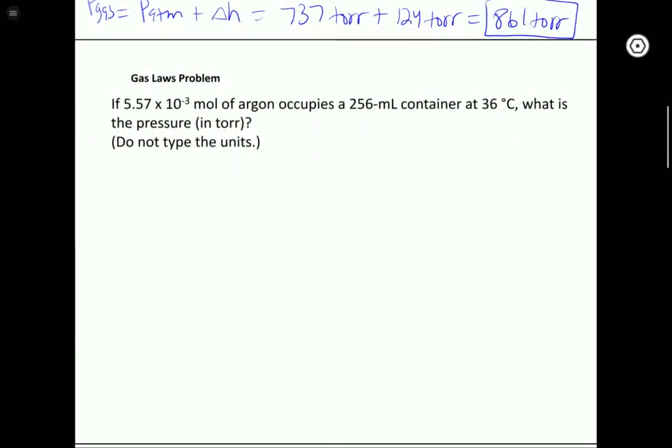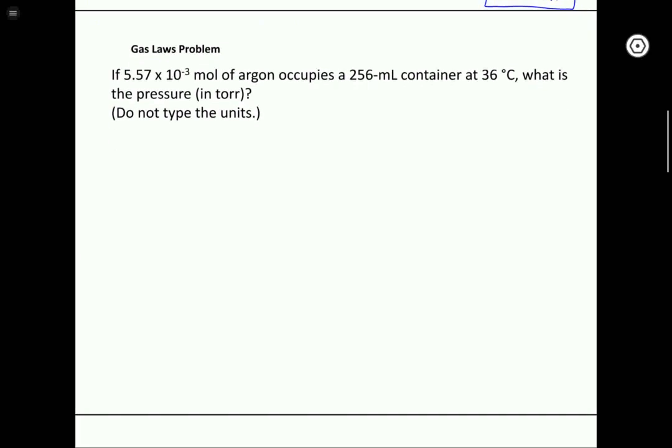Alright, so in this problem we have 5.57 times 10 to the minus 3 moles of argon. It occupies a 256 milliliter container at 36 degrees Celsius. What is the pressure in torr? Okay, so here we have number of moles, volume, temperature, and we're just calculating pressure. So we should immediately think about PV equals nRT. We only have one set of conditions here. We're not changing anything in this sample of gas. We don't have initial and final conditions. So for that, we just need to use PV equals nRT and solve for our unknown, which is pressure.